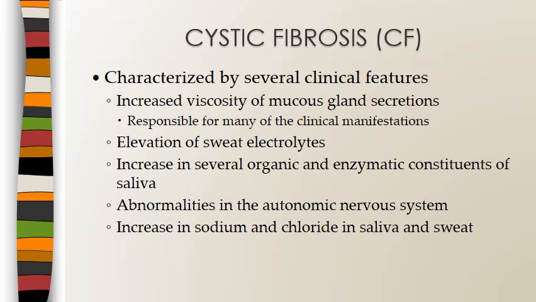So CF is characterized by several clinical features. As I talked about before, there's increased viscosity of their mucus gland secretions, so their secretions are very thick and tenacious, and these secretions are what's responsible for many of the clinical manifestations. We also see an elevation of sweat electrolytes. So what we see is an increase in the sodium and chloride content in both their saliva and their sweat. And we will also see some abnormalities of the children's autonomic nervous system.